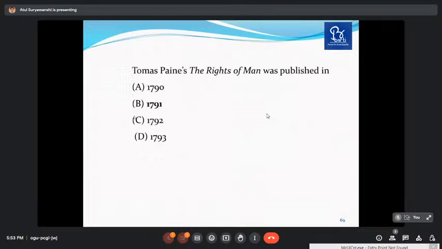The next question. Thomas Paine's The Rights of Man was published in which year? And that year was 1791. And this book, Rights of Man, cast an incredible shadow on the famous social reformer here in Maharashtra, Mahatma Jyotiba Phule. He studied this book thoroughly and was deeply impressed by Thomas Paine's philosophy, which is mentioned in The Rights of Man, published in 1791.